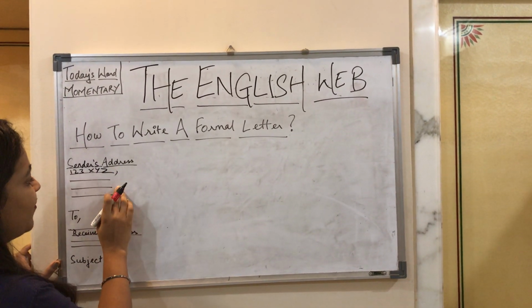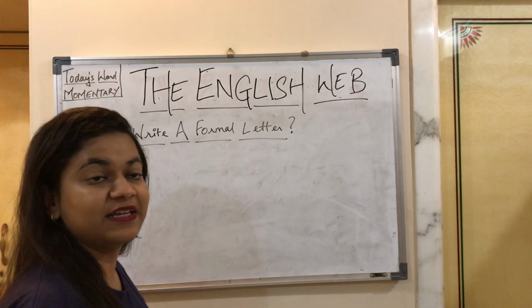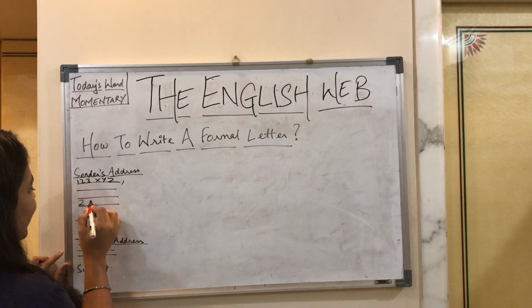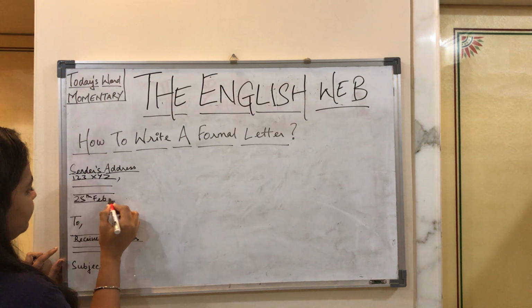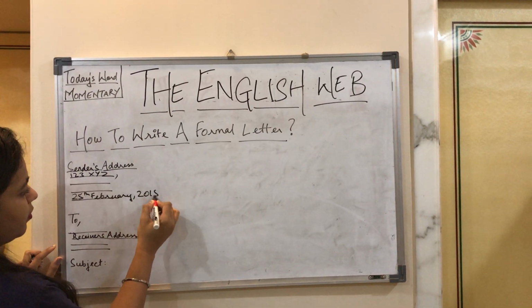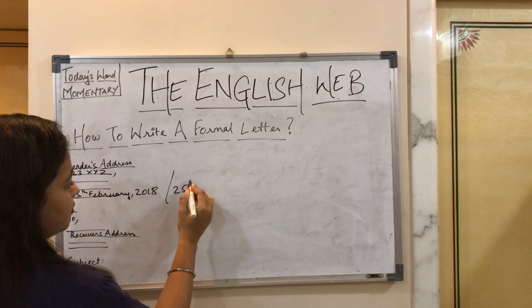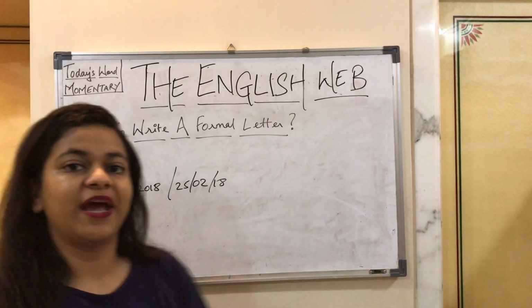Now, when I end my address, I need to follow it up with the date. So if today's date is, for example, 25th February, this is how I'm going to write it. Or another way of writing your date is, you just have to write this. So that takes care of your address.